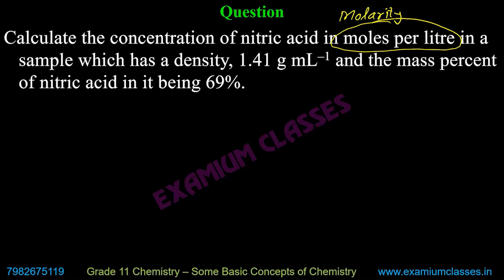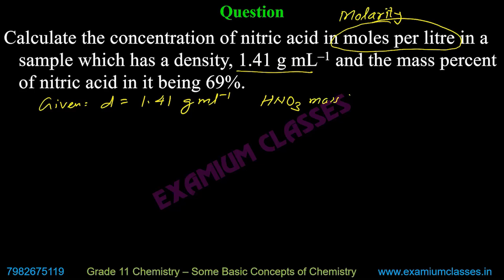Okay. In a sample which has a density given as 1.41 gram per ml, and mass percent is given. Okay. Nitric acid, mass percent 69.